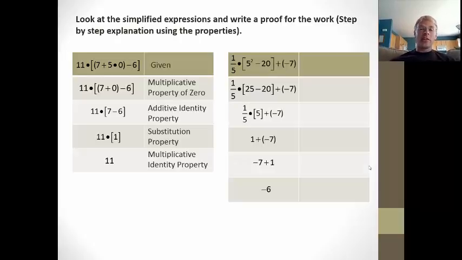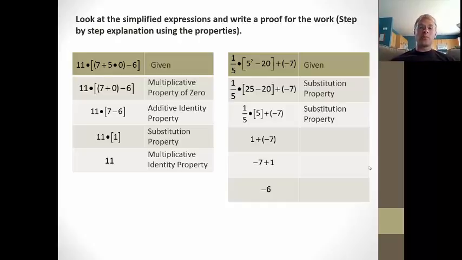Let's take a look at another one. This one's a little more complicated here. So the first thing we do is 5 squared is 25. Oh, I'm sorry. The first thing we do is given. Then 5 squared is 25 is our substitution property. 25 minus 20, substitution property. 1/5 times 5 equaling 1 is our multiplicative inverse property. Remember, we can always put a number over 1. So that's really 1/5 times 5 over 1, reciprocals.